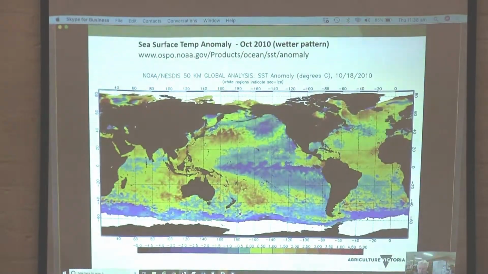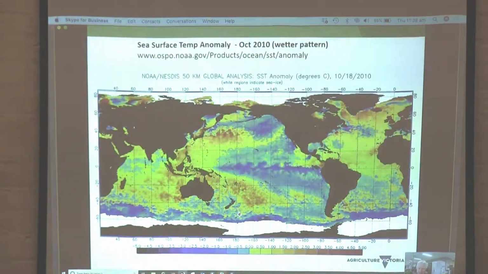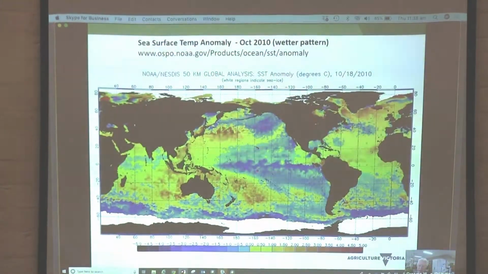That's what we want. So you can see just that difference. So this is a big La Nina.